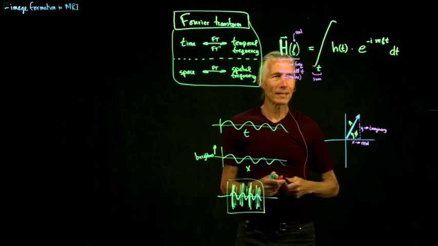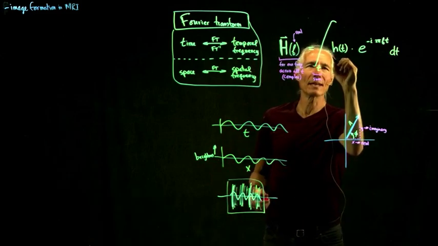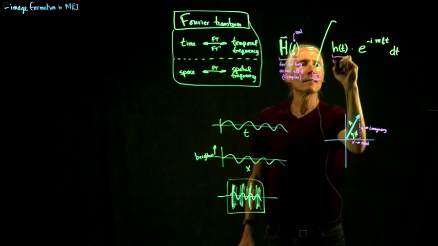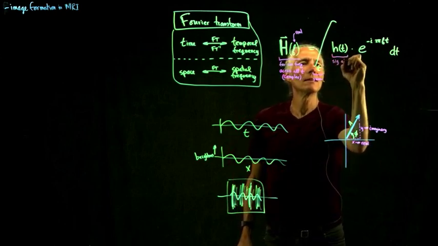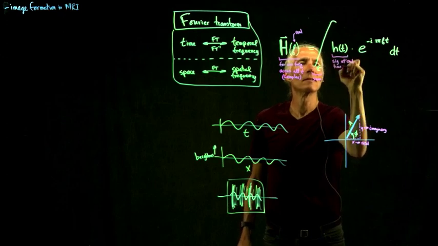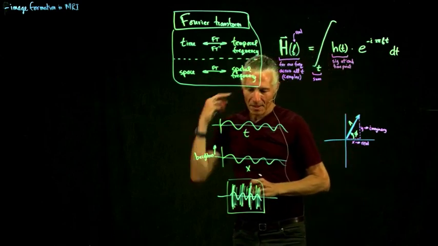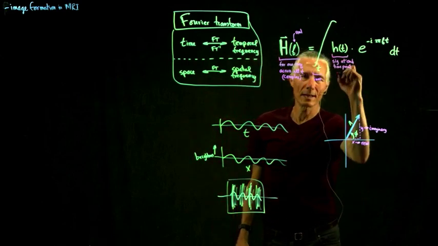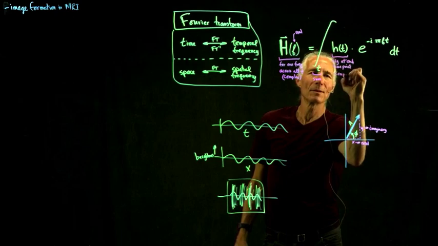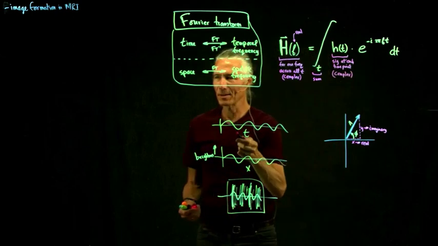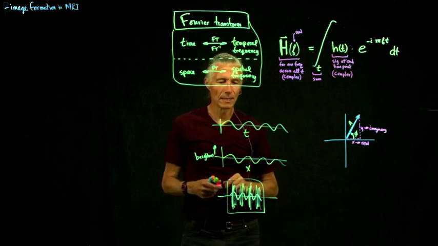So both of these things are complex. This guy is the signal at each time point. It's complex. Now you may wonder, I thought an audio signal just has one string of numbers. How could that be complex?